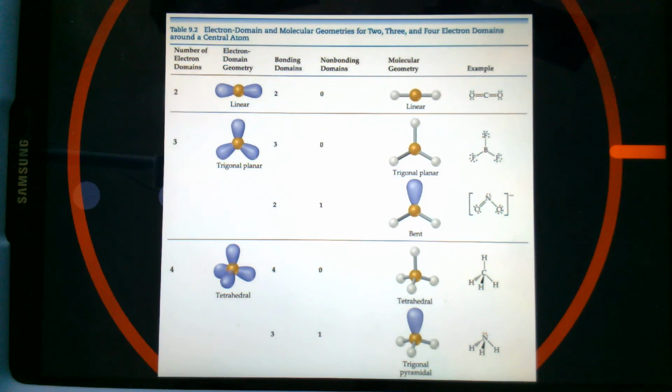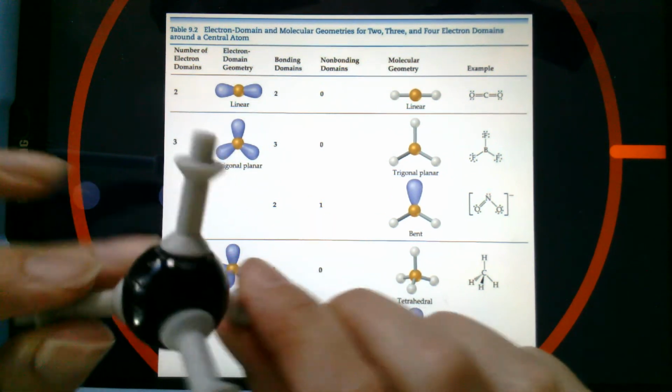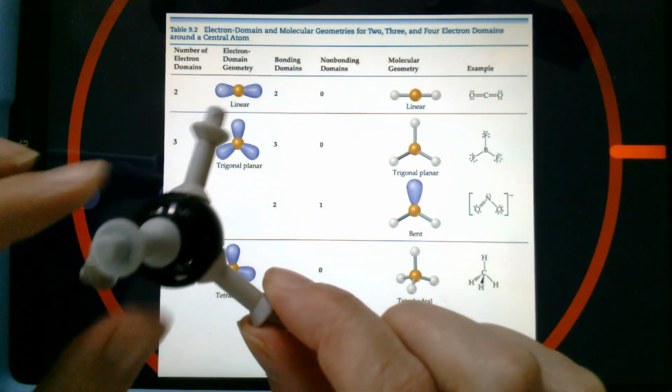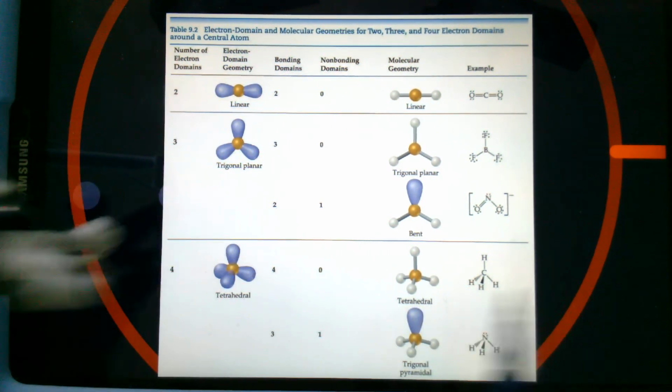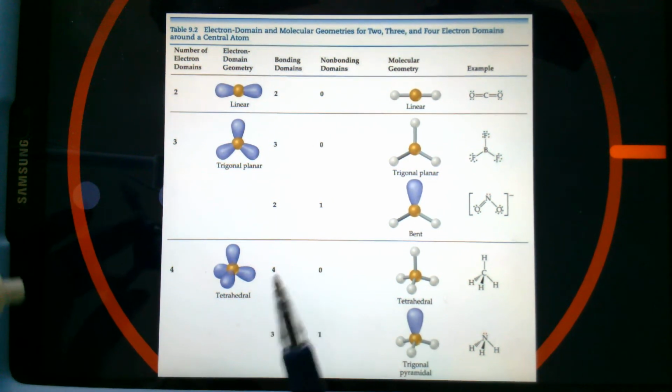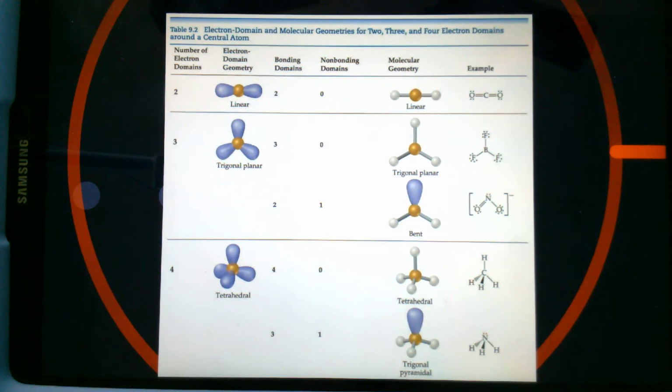Next we have the tetrahedral. So next we have 4. We know tetrahedral is the parent geometry. When all four of them are bonding, we get the tetrahedral shape, just like that. Now we can have two different varieties of this. I said that lone pair would be green.